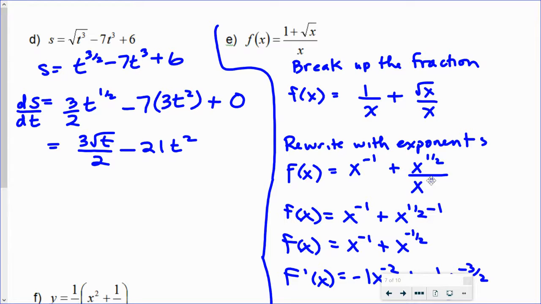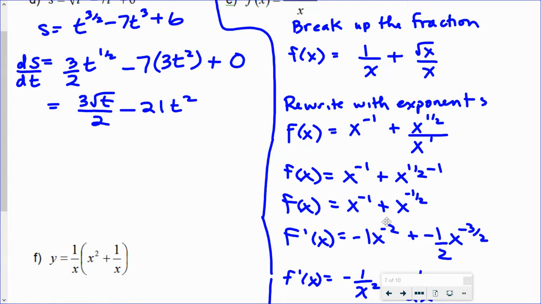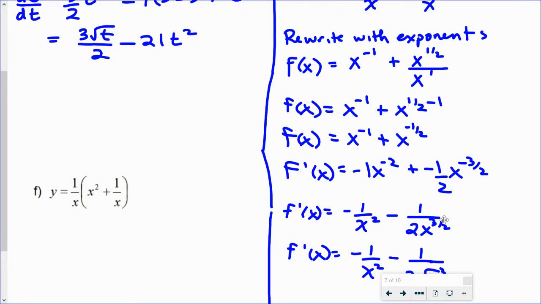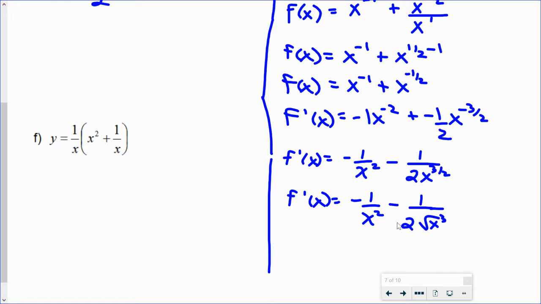So remember that if I'm dividing two factors with the same base, I'm going to subtract the exponents. Finally, I have my expression in a form that I can use. Now I can take the derivative by dropping the exponent, keeping the base, reducing by 1, dropping the exponent, keeping the base, reducing by 1, and then some tidying up steps.